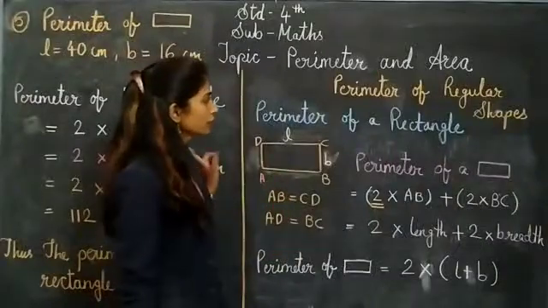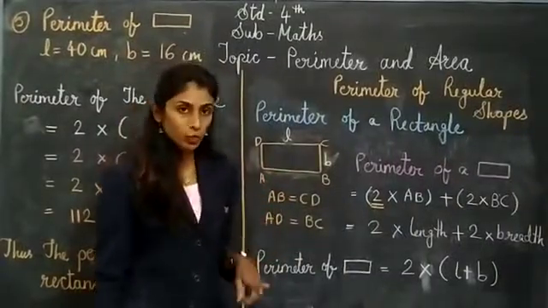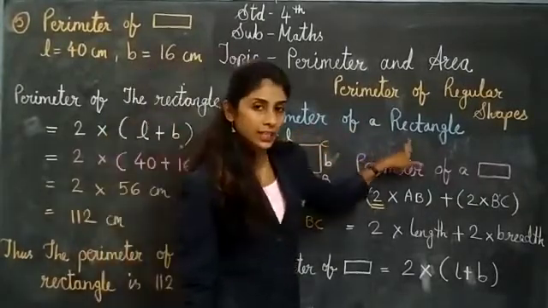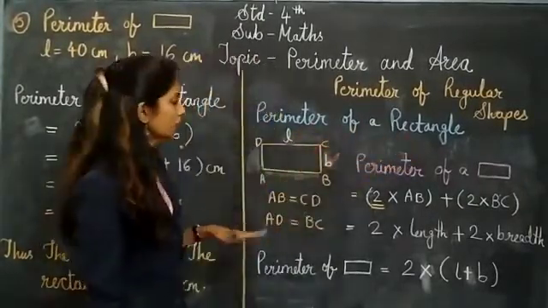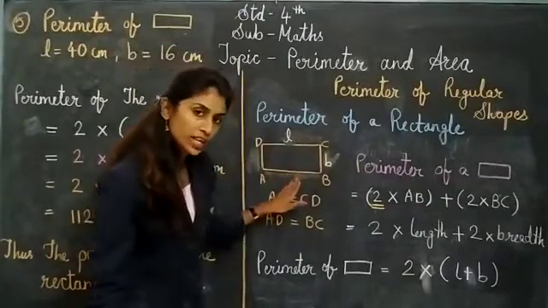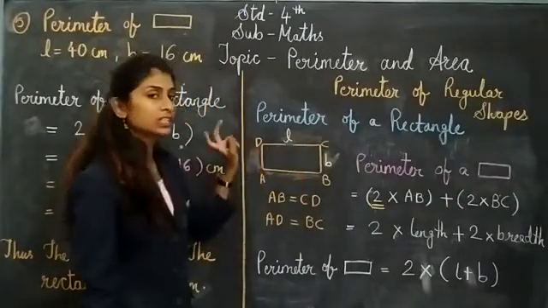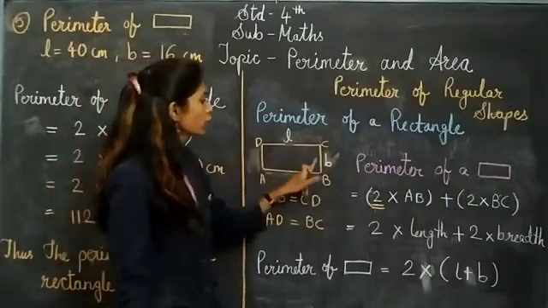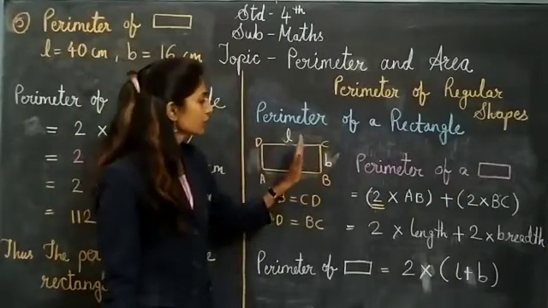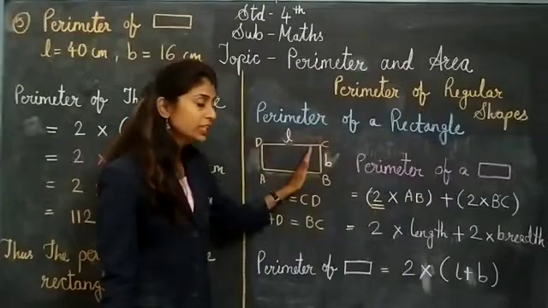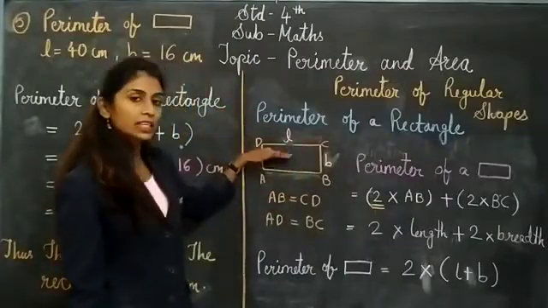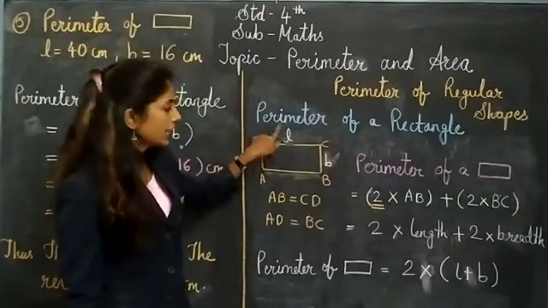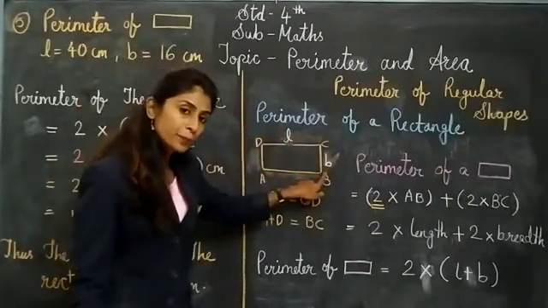So children, after knowing about the perimeter of a square, let us see how we find out the perimeter of a rectangle. Now when I am talking about a rectangle, you know a rectangle has four sides, okay? Two horizontal sides and two vertical sides. The vertical lines we call breadth and the horizontal lines we call length. So this L is for length and this B is for breadth.